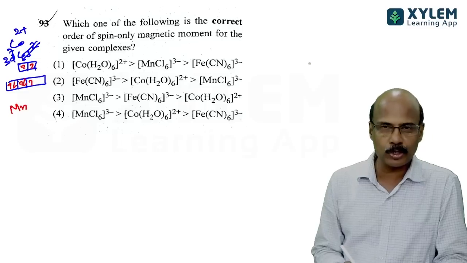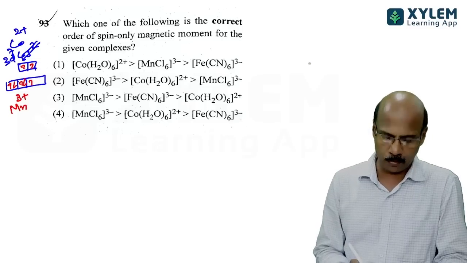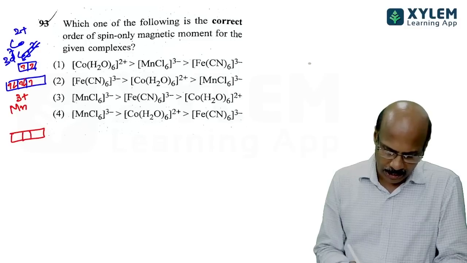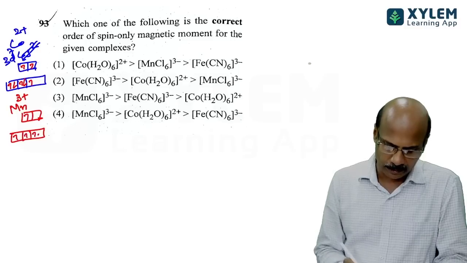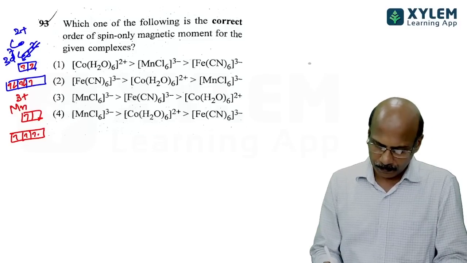Manganese, you know, 4s2 3d5. So Mn3+ means 3d4. Water being a weak ligand, you can see that 4 electrons occupy in this way. So the number of unpaired electrons in this case is 4.